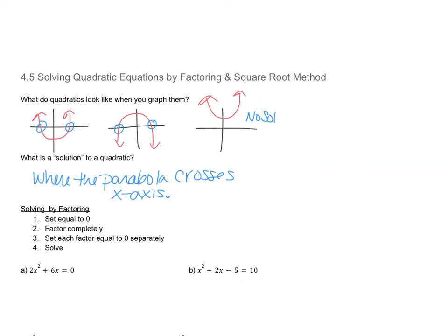Oh, and there's one other instance I should draw. Sometimes they only cross once, and what that looks like is they come down and touch it, pretend that touches, and so this would just be one solution.